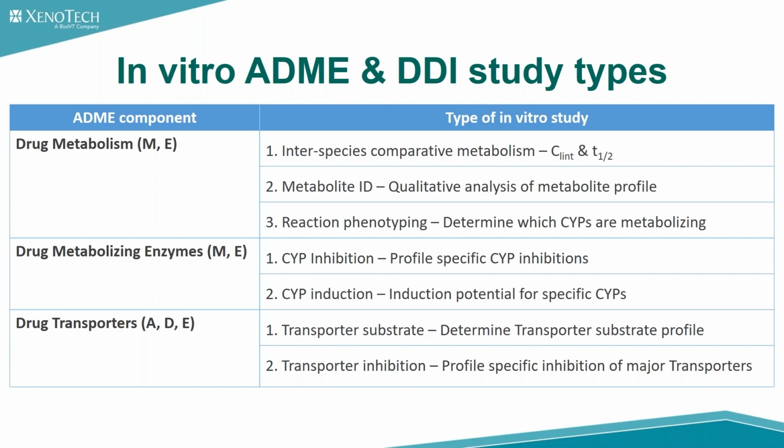So the second main category of in vitro ADME studies is evaluating the drug for its inhibitor or induction potential for the drug metabolizing enzymes. And the third category of studies is looking at the drug as a potential substrate or inhibitor for the drug transporters, and to assess any potential drug transporter DDIs.